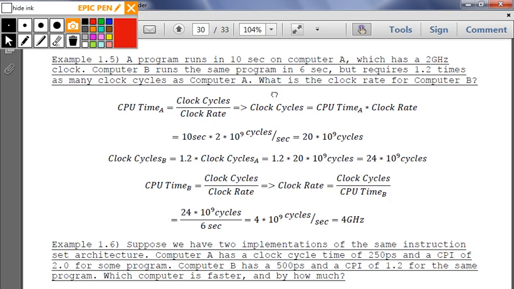Yes, because we have cycles and we have seconds. So now cycles per second is our clock rate. We have cycles, we have seconds, just divide, which is precisely what we do here. So 24 divided by 6 becomes 4 times 10 to the 9 cycles per second. So computer B is running at 4 gigahertz.